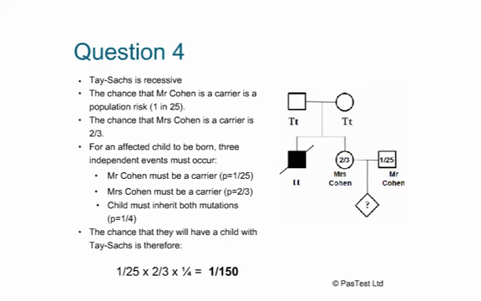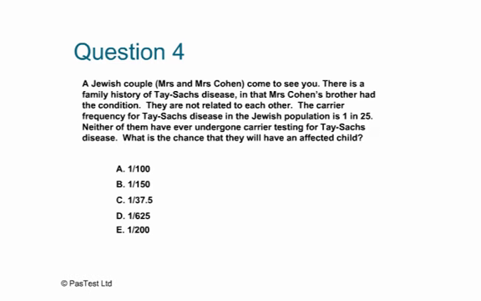Incidentally, you'll notice in the options you're being given here, option C, 1 in 37.5, is the result you get if you forgot to multiply by 1 in 4. And this is quite a common way of getting this question wrong, of simply calculating the probability of 2 carriers existing, but forgetting the probability that the child actually inherits the condition.